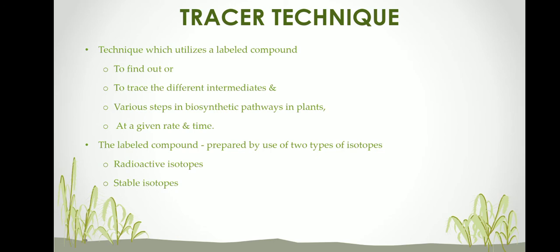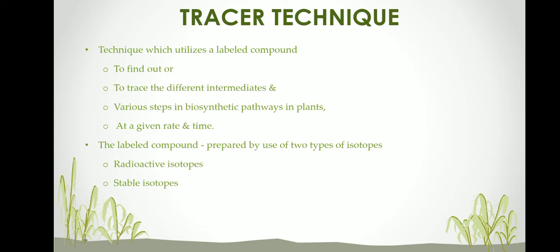So, tracer technique uses a labeled compound. The labeling is done with radioactive isotopes, which we will discuss. Label compounds are used, and what is the role of that label compound? To find out or to trace different intermediates and also various steps. We need to identify which intermediates they are and which steps plants follow in the biosynthetic pathway, and that at a given rate and time. What is the rate of production and how much time it takes to produce, like that. All this can be studied by this tracer technique.